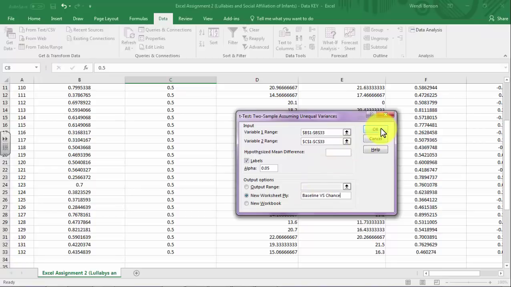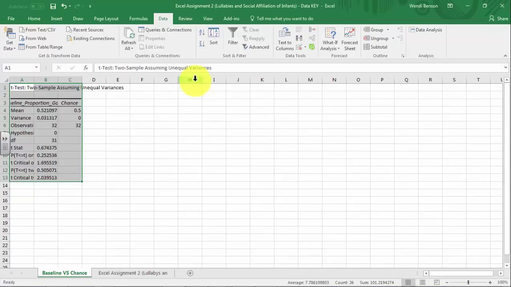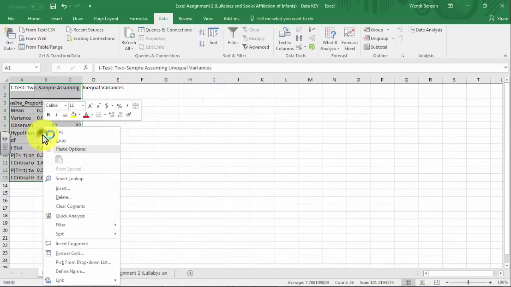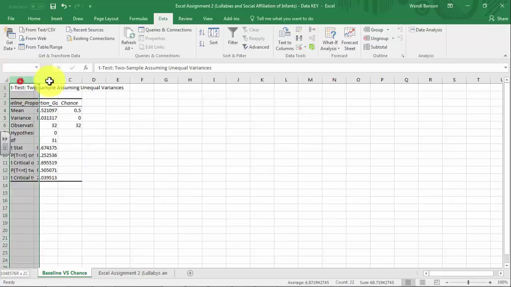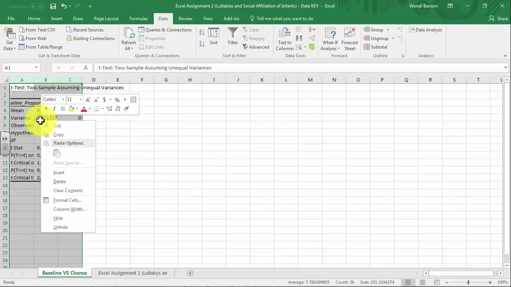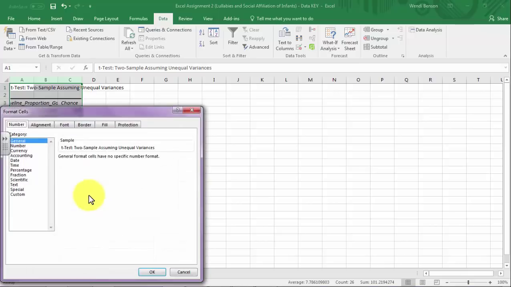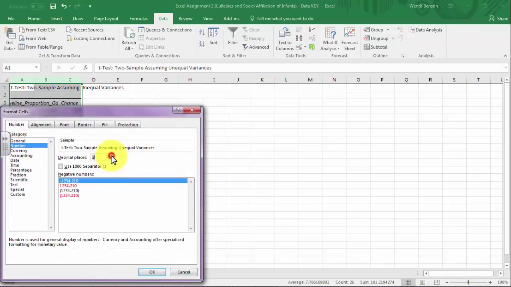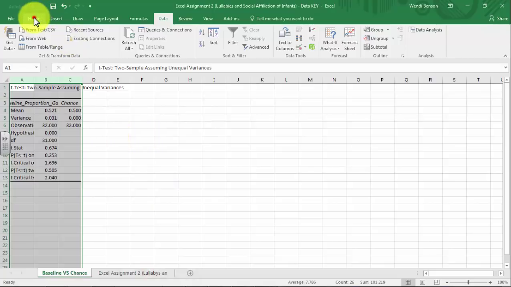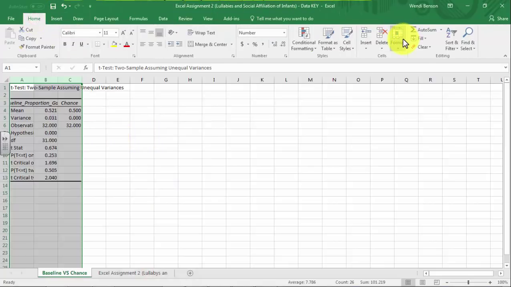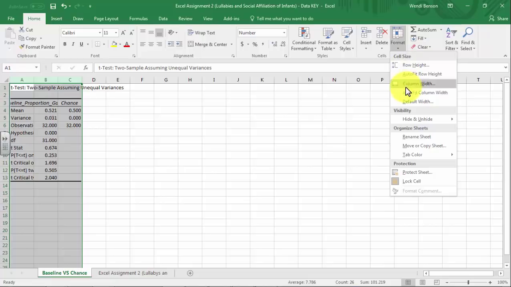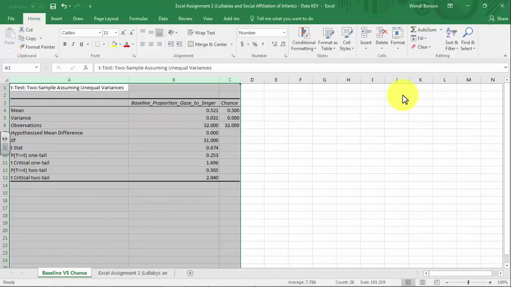And then click OK. Now before we look at this, let's go ahead and right click. Make sure it's all highlighted. If it's not already, you can just highlight it. Right click, Format Cells, Number, 3 decimal places, hit OK. Then go up to Home, Format, Auto Fit Column Width. Now we can see everything, which is great.